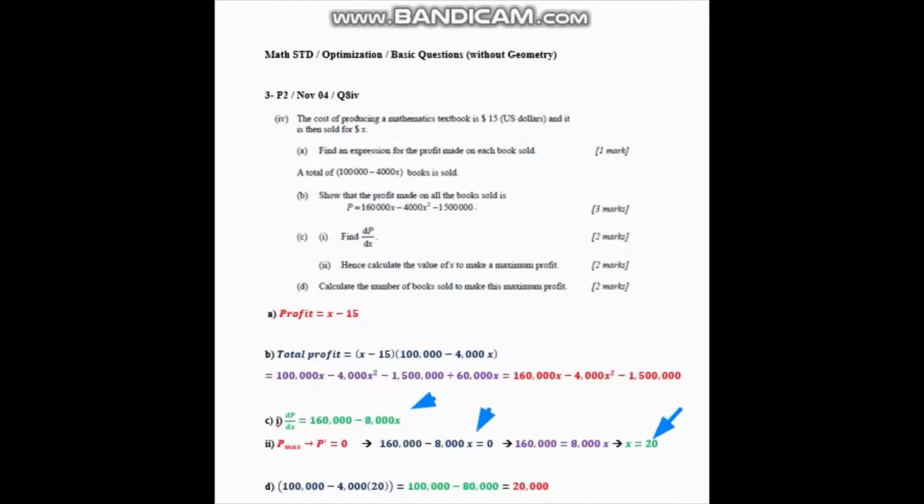In D, I'm told calculate the number of books sold to make this maximum profit, and all you need to do here is simply plug the 20 into the equation for number of books sold, or rather the expression for number of books sold, which is this expression right there. I shall simply plug 20 instead of x, obtaining this blue expression, and some easy simplification, and you get a final answer of 20,000 books.